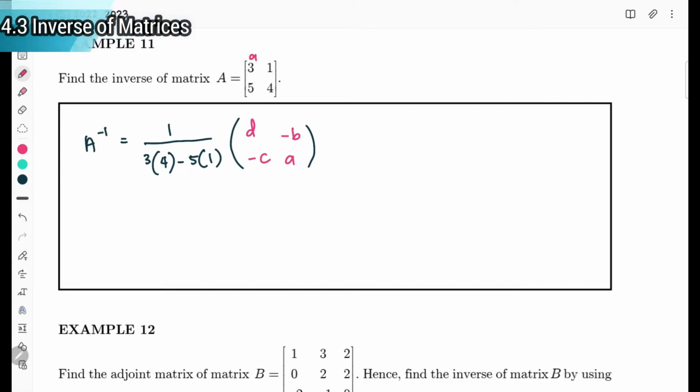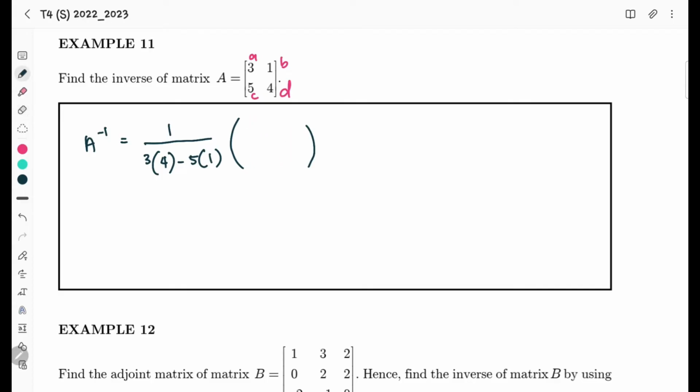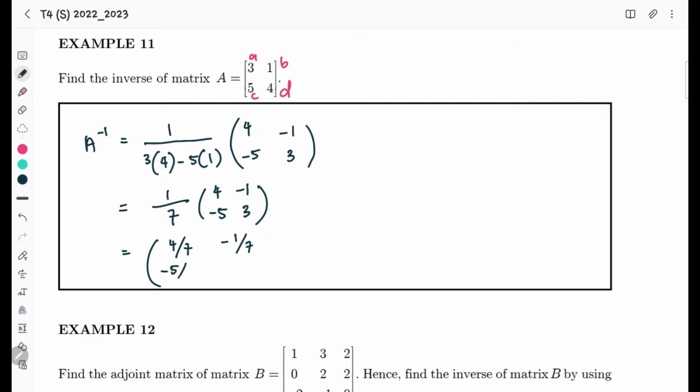refer to this. This is A, B, C and D. So the adjoint will be 4, negative 1, negative 5, then 3. Simplify. You get 1 over 7 here, and then times the adjoint, you'll get 4 over 7, negative 1 over 7, negative 5 over 7, then 3 over 7.